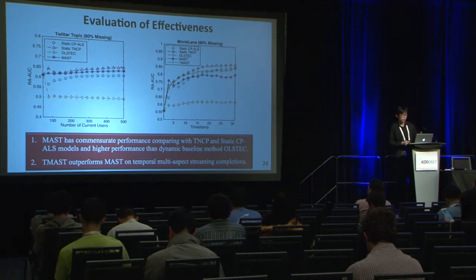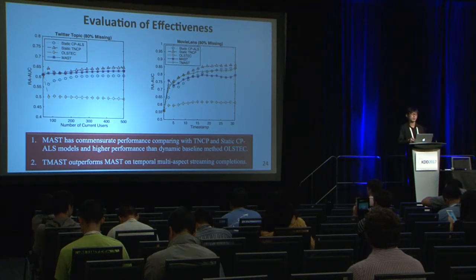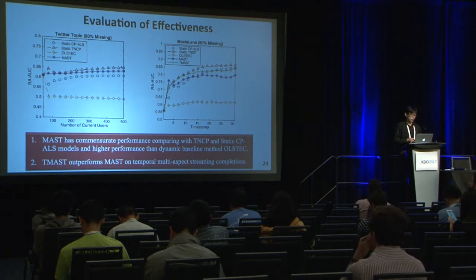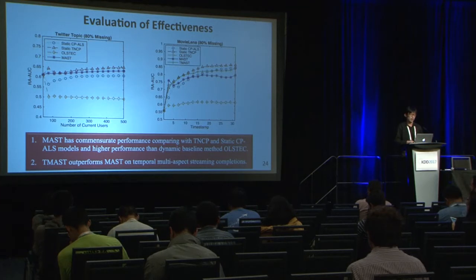So we put partial results here to illustrate our model. These two figures show the evaluation of our effectiveness. The first figure is our experiment on the Twitter topic dataset with 80% missing data. The application is the personalized expert recommendation problem. Of course, the higher the better. We can see that our MAST model, depicted using the purple line, has comparable performance with the two static models, TNCP and static CP-ALS, and also has higher performance than the dynamic baseline, OLSTEC.